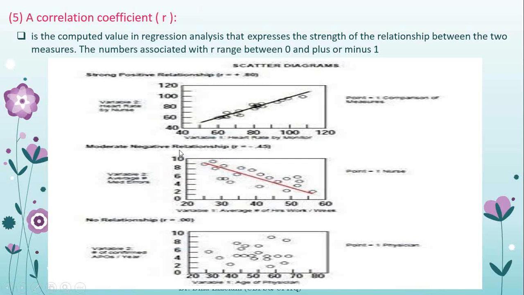But if by the increasing of X, Y decreases, it's the opposite relationship, so negative association. If the points are far from each other and no line can pass between them or touch all of them, there is no association. We express this by the R coefficient: if R equals positive 1, there is a strong positive association between the two variables. If R equals minus 1, there is a strong negative relationship. If R equals 0, there is no relationship.